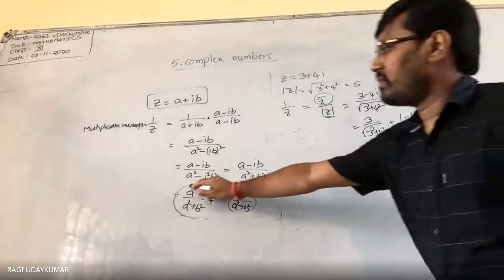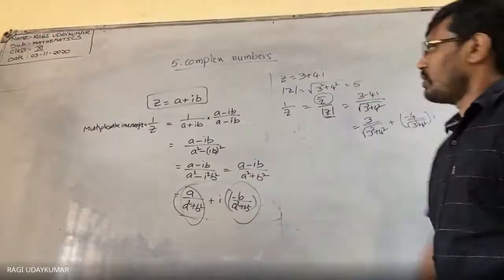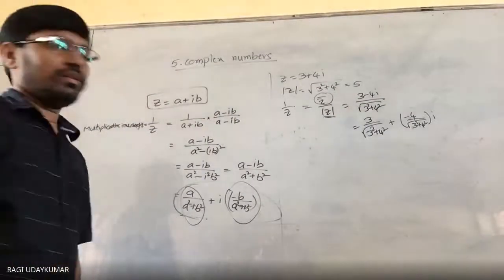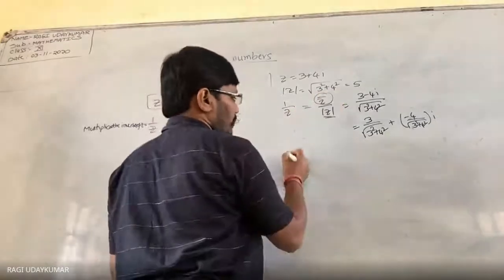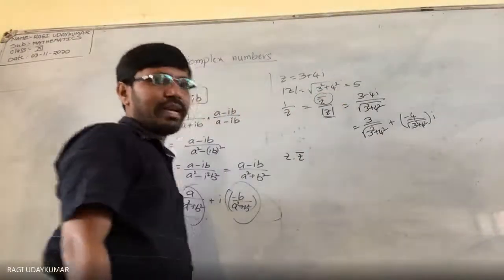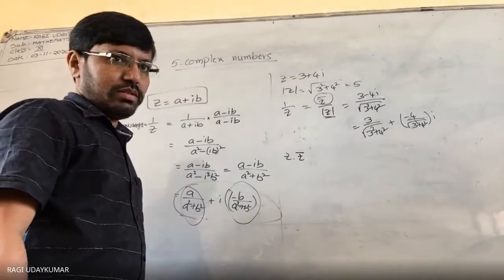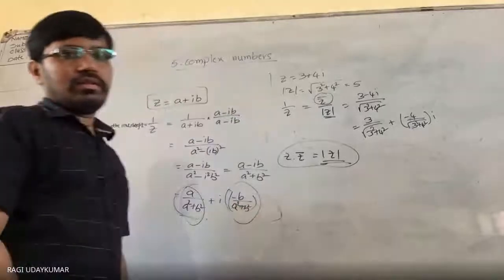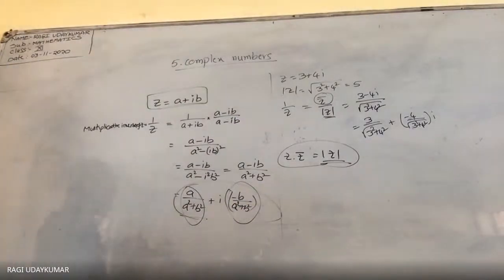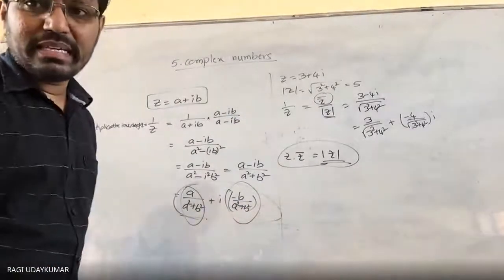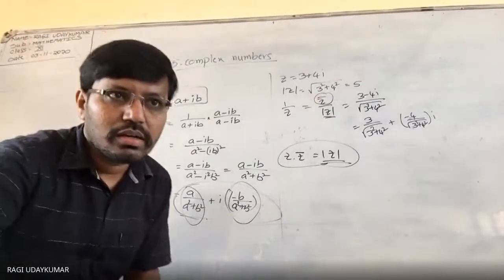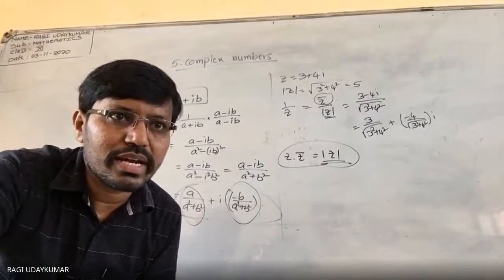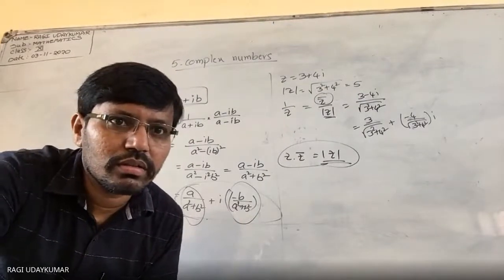So see here, the same way you are going to work. Whenever you take the product of z and its conjugate, it will be equal to the modulus of z squared. The product of a complex number with its conjugate will be equal to the modulus squared of z. Okay, did you understand here? Did you understand?